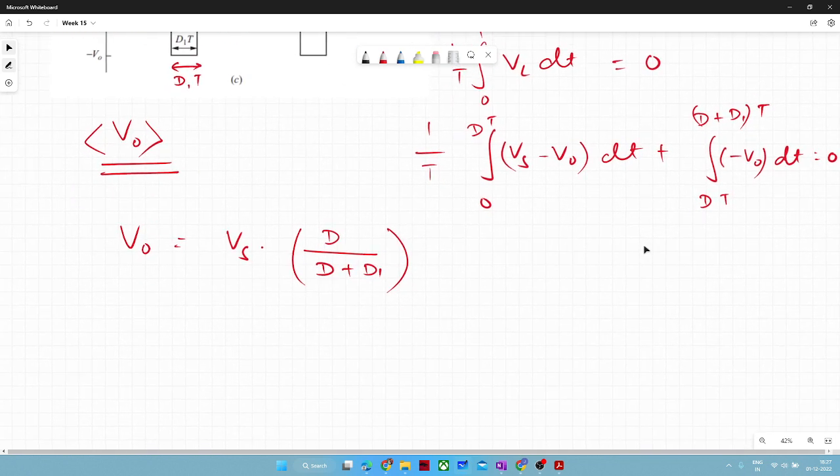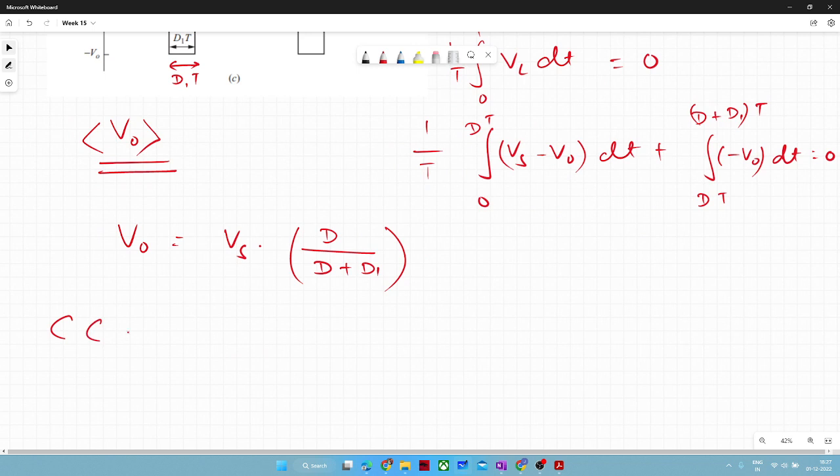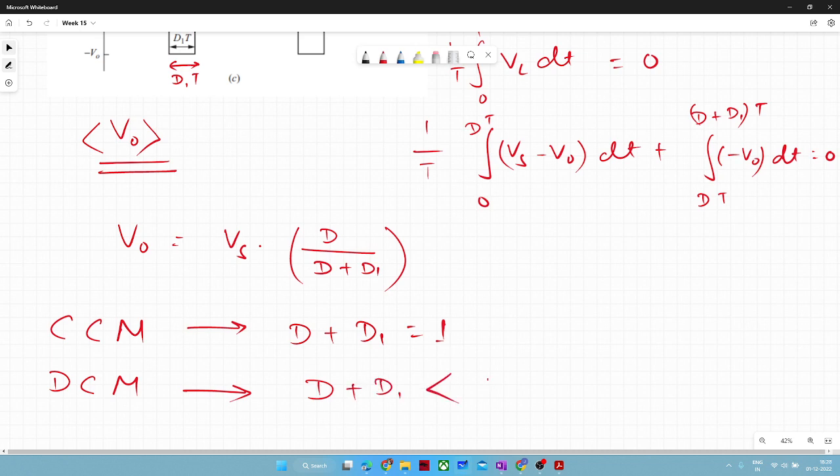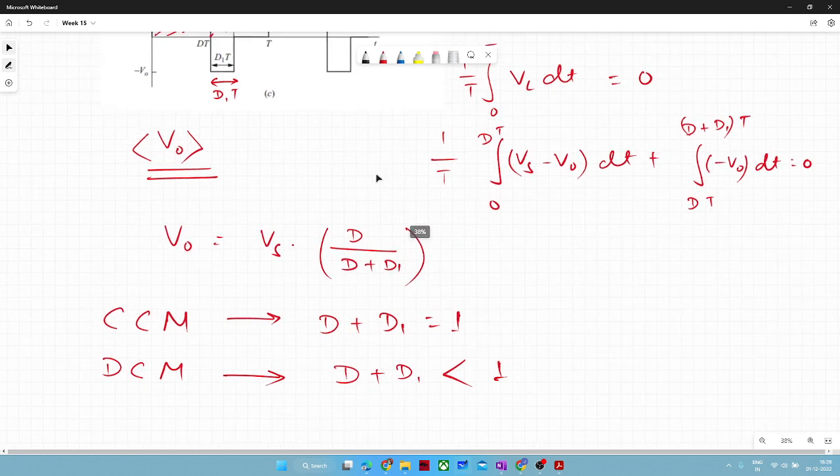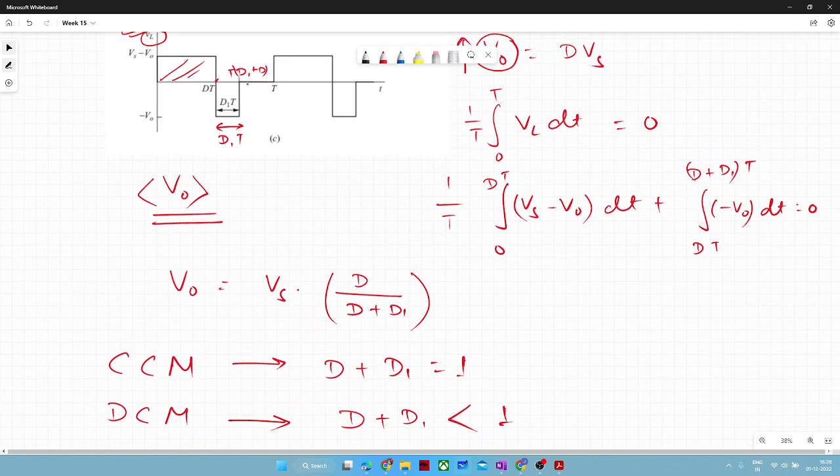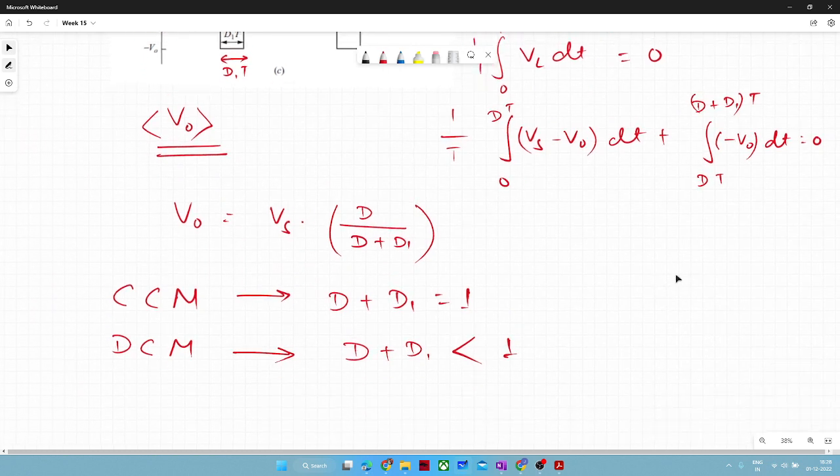Earlier, in continuous conduction mode, d plus d1 was 1. If you would have added the d plus d1, it would come out to be 1. But now in DCM, discontinuous conduction mode, d plus d1 would be less than 1. You can see it from here. D plus d1 would be less than 1.